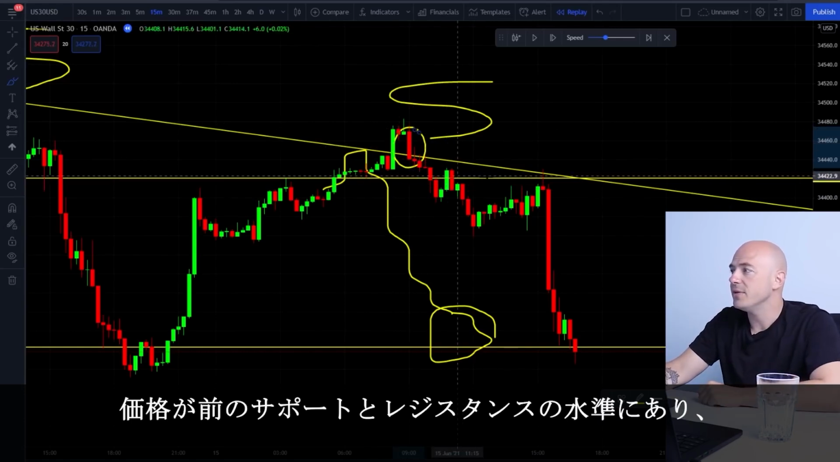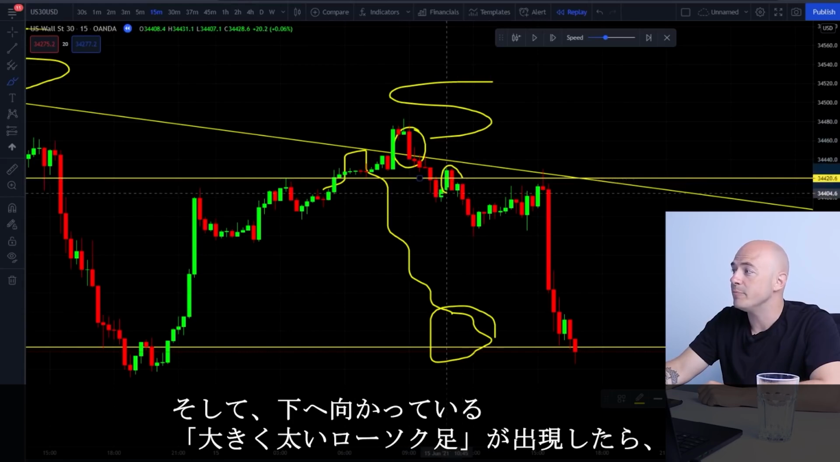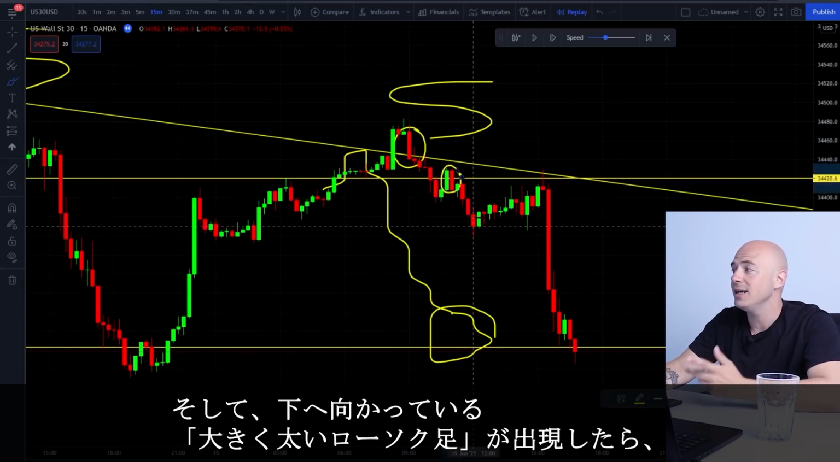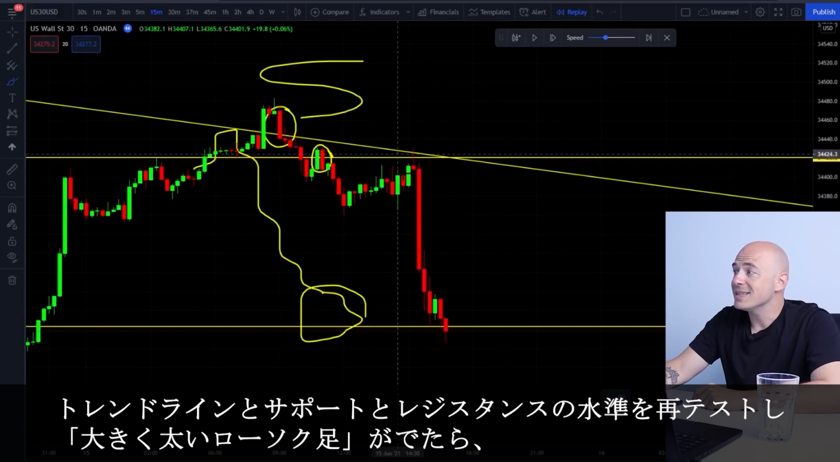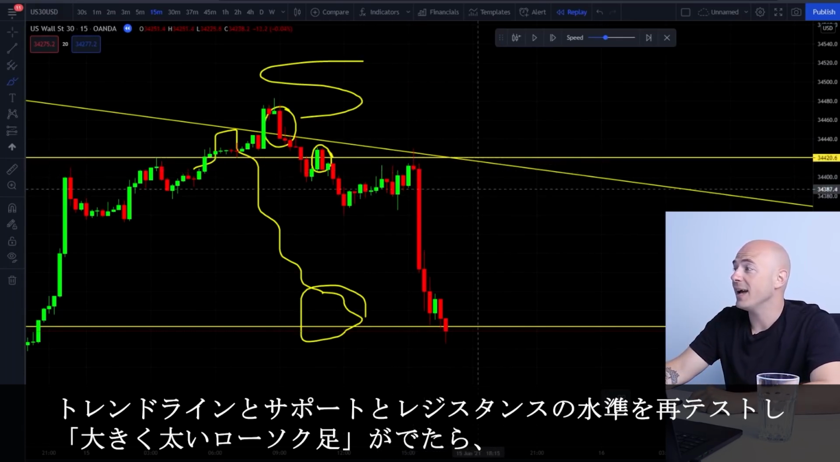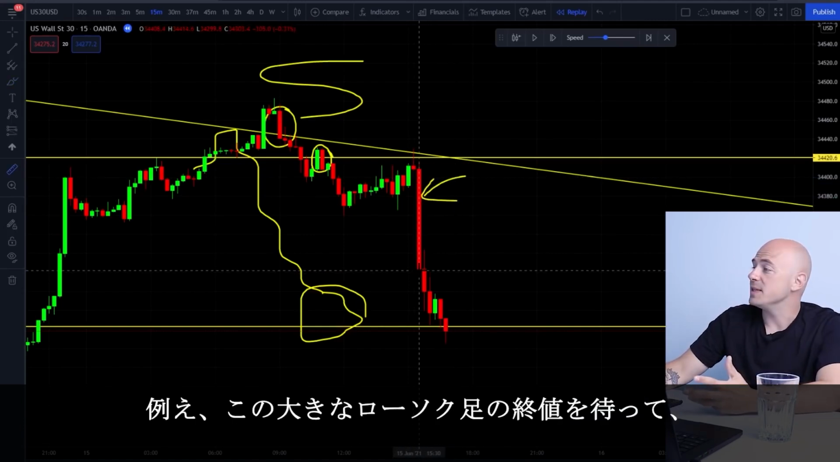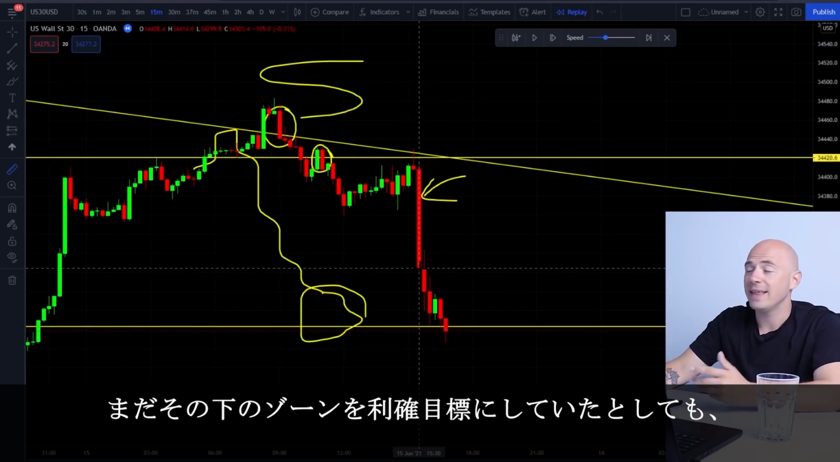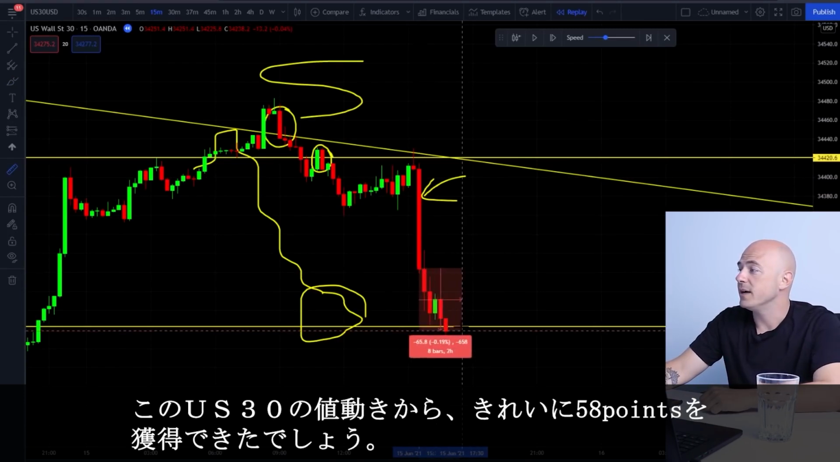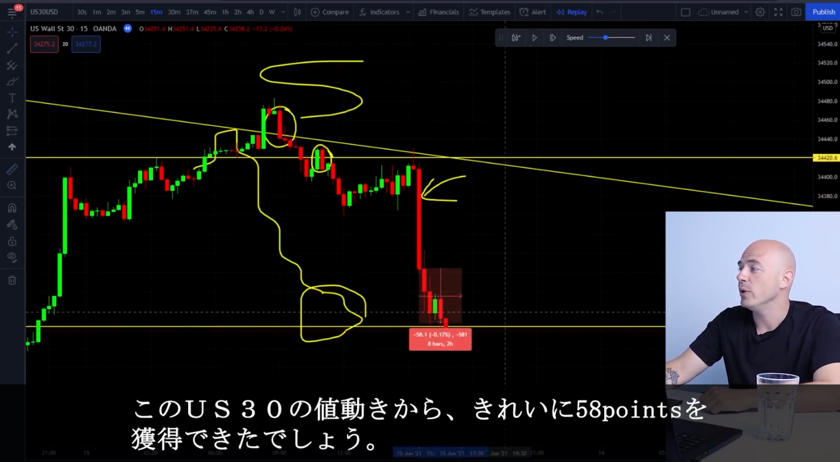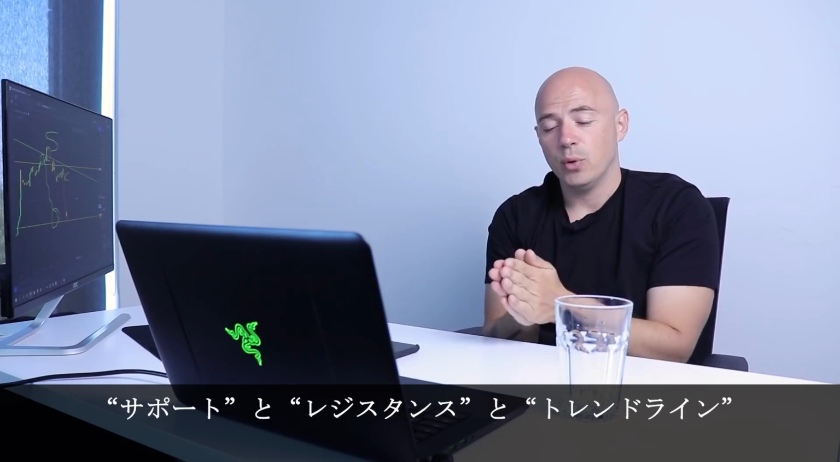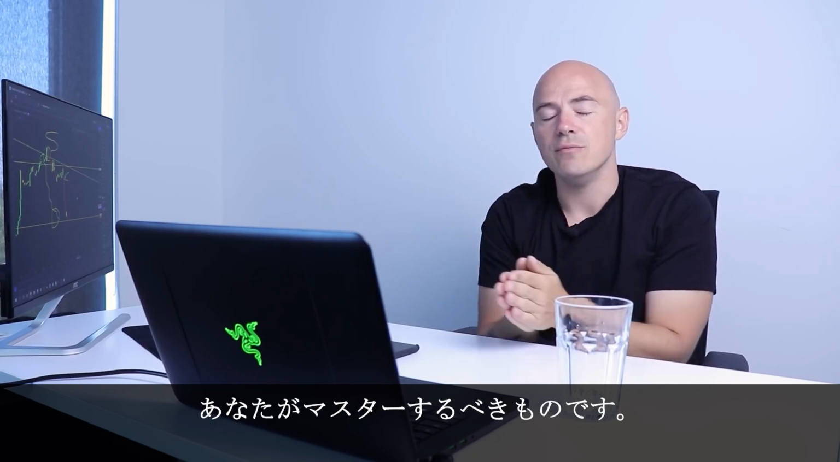You're at a previous level of support and resistance, then you get a big fat candle to the downside, that's your entry. You retest a trend line and a level of support and resistance with a big fat candle, that is your entry. Even if you waited for this big one to close and you still targeted that previous zone, you would have gotten a clean 58 points off of this US 30 move. Support and resistance, trend lines, they are your friend. You need to master them.